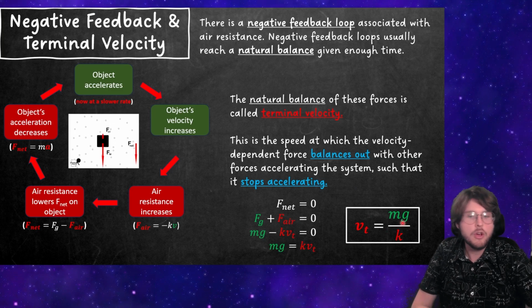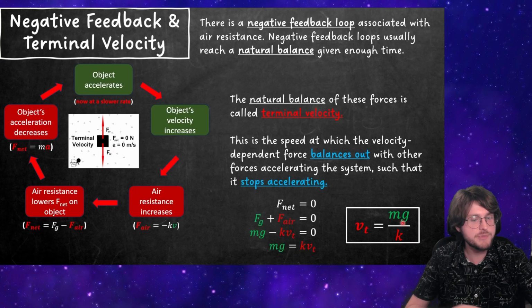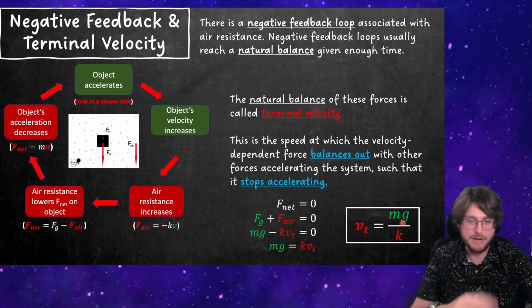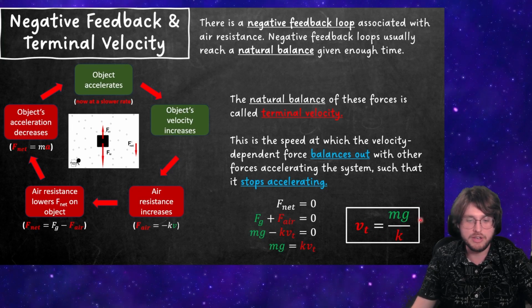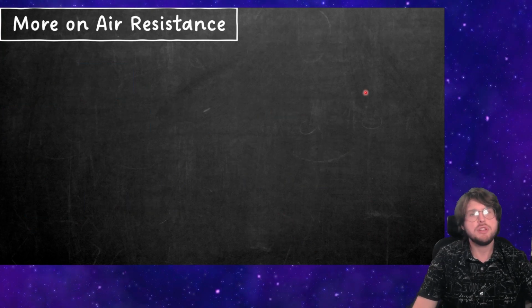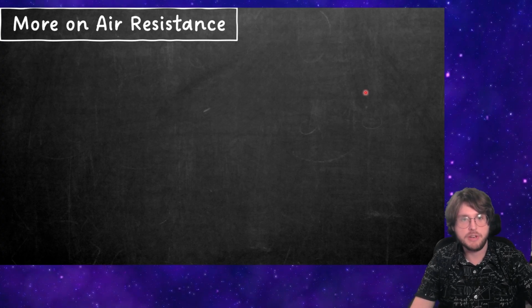So through this, we can find that terminal velocity itself is really only dependent on the mass of the object, the acceleration due to gravity of whatever planet you're on, and this mysterious letter k that we're going to go into more detail about now. I'd like to elaborate a little bit more on air resistance specifically, because it is the most common type of velocity-dependent force.